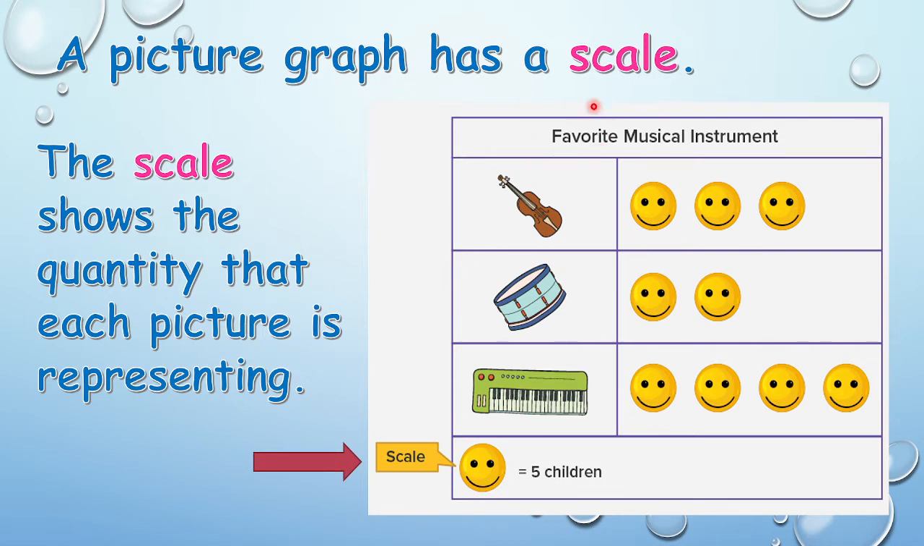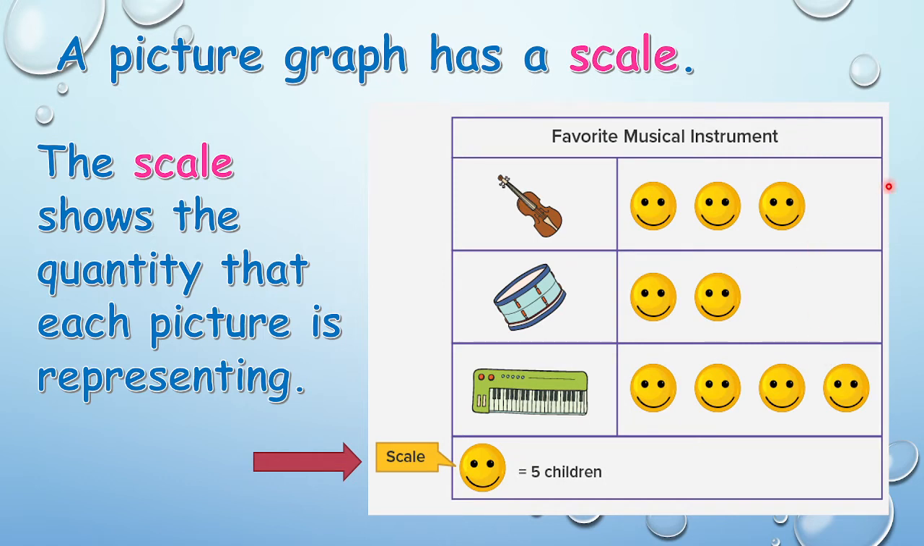Let's analyze this one first. It says favorite musical instrument. This one is like the title of the graph. This is what the whole graph shows. It means the graph is all about the favorite musical instrument of children. So they ask how many children. So let's count first. 5, 10, 15, 20, 25, 30, 35, 40, 45.